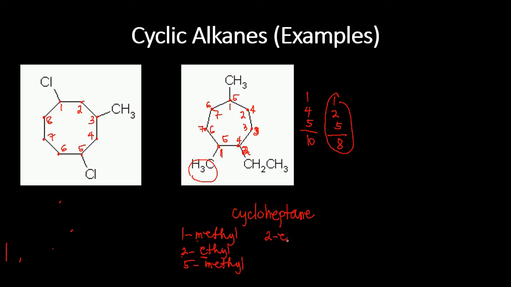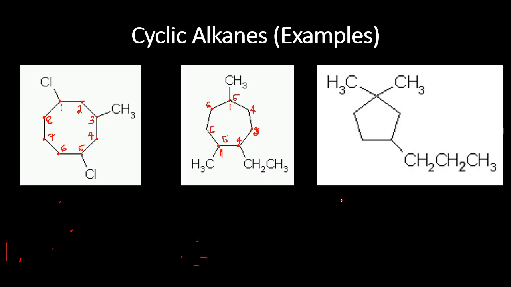So 2-ethyl hyphen, we have 1, 5 dimethyl. We now attach the parent chain. Cycloheptane. That should be cycloheptane. Let me correct that. Sige, cycloheptane. Cycloheptane.